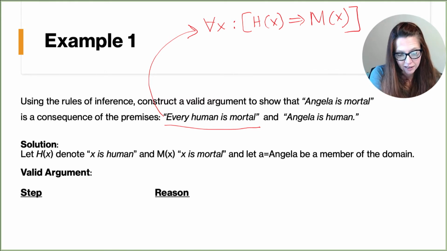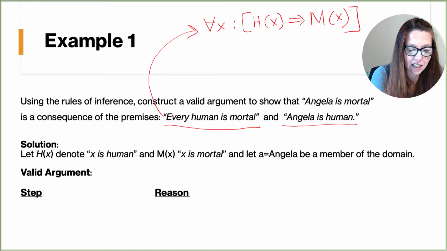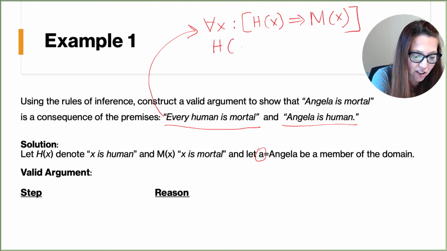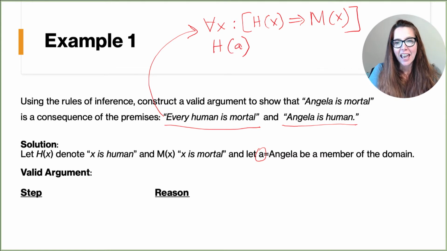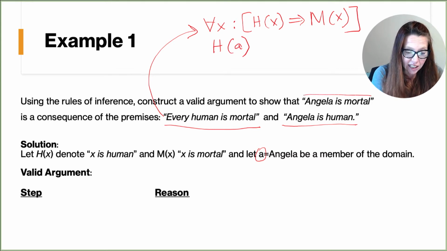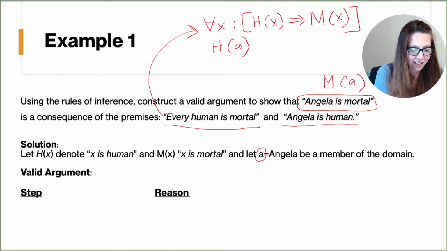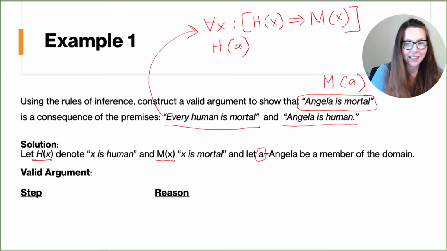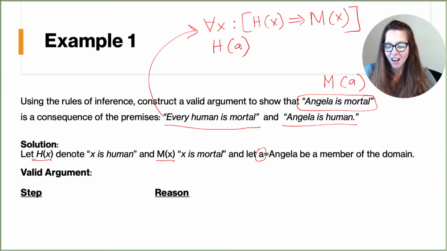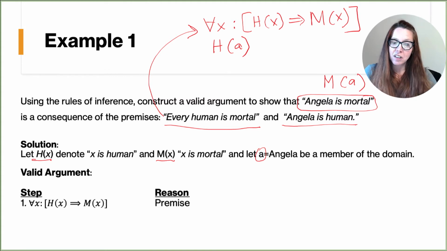The second premise gives us that Angela is human, and we're letting a, lowercase a, represent Angela. And so that gives us H of little a. And what we want to show is Angela is mortal. And so we want to show M of a based on these predicates that we've created. Okay, so we have two premises, and let's make use of them.